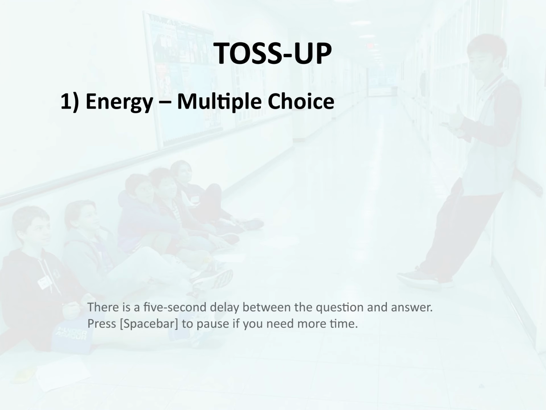Toss-up 1. Energy, multiple choice. Currently, almost all used nuclear fuel from power plants in the U.S. is stored at which of the following? W. The power plant site. X. A high-level waste repository. Y. A low-level waste storage facility. Z. A monitored retrieval storage facility.